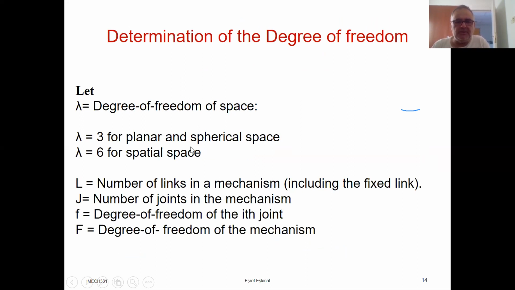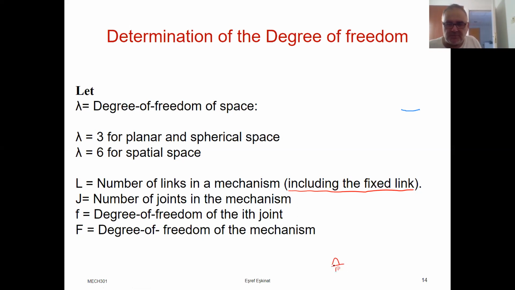So we define it as follows. Let's say that lambda is the degree of freedom of space. L is the number of links. And by the way, this is important: this has to include the fixed link. That is, we always take ground as our fixed link.